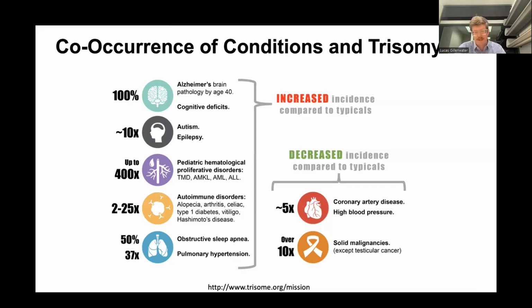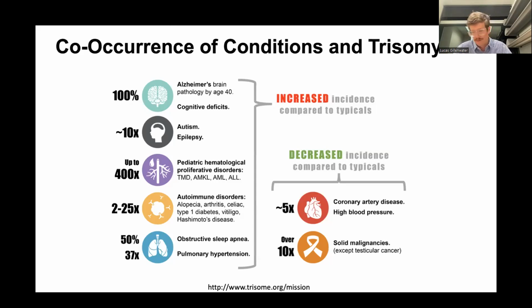However, at the same time, while people with Down syndrome have these increased rates of various conditions compared to those with typical chromosomes, we see a decrease in rates of other conditions. People with Down syndrome are less likely to have coronary artery disease or high blood pressure, and also much less likely to develop solid malignancy, so much less likely to develop solid tumors. So we see these age-related disorders that are much more common in people with Down syndrome, while at the same time, an age-related disorder like cancer is less common.